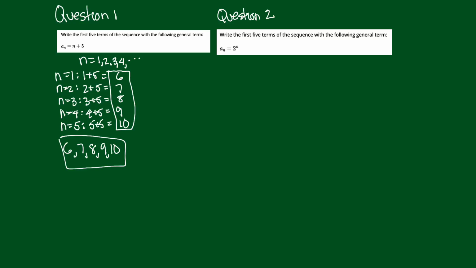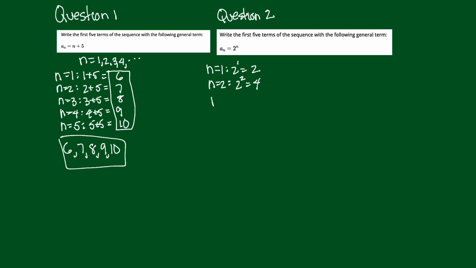Question 2, we're going to write the first 5 terms of this sequence. Now I'm going to do the same thing I did in number 1. When n is equal to 1, I get 2 to the 1, which is 2. When n is equal to 2, I get 2 to the 2, which is 4. You see what I'm doing here? I'm replacing n with that value. So n is 1, so put a 1 here. N is 2, so put a 2 here.